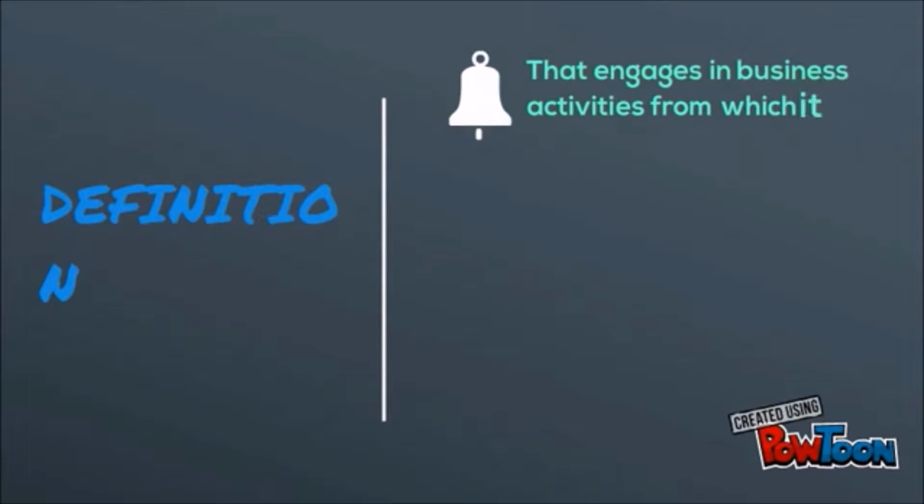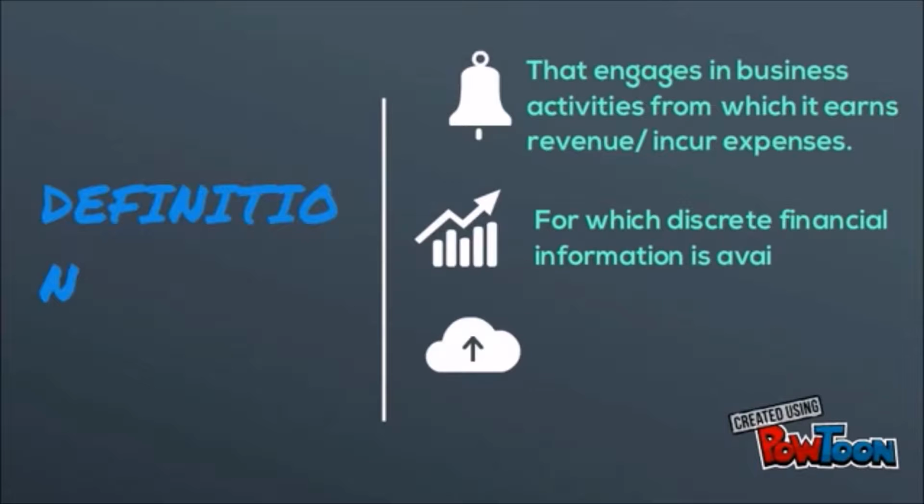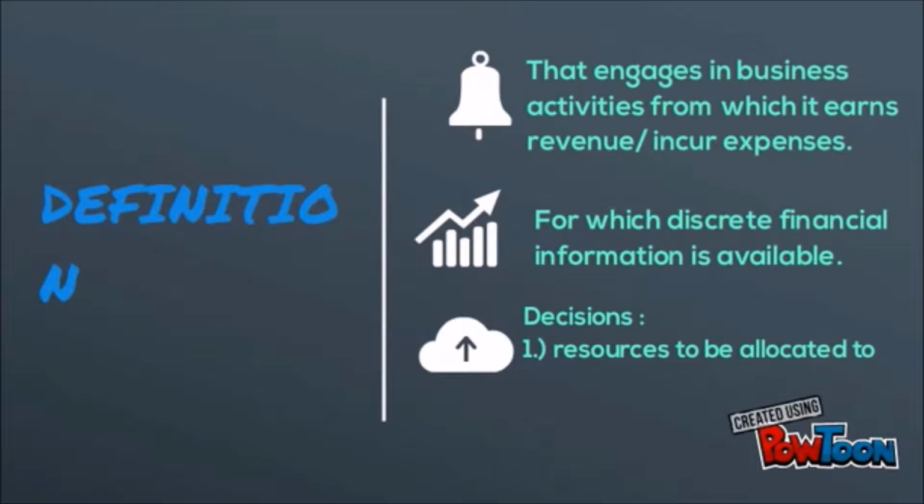Definition of an operating segment: it engages in business activities from which it earns revenue or incurs expenses, and for which discrete financial information is available. Decisions are made on the resources to be allocated to the segment, and its performance is assessed.